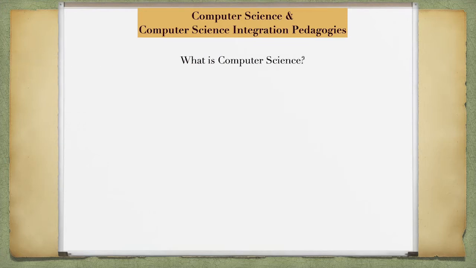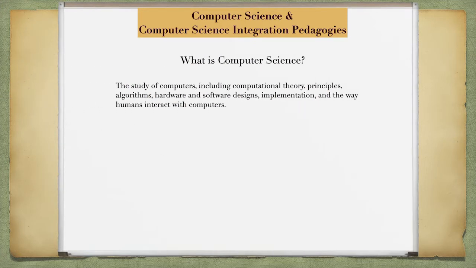What is computer science? The study of computers, including computational theory, principles, algorithms, hardware and software designs, implementation, and the way humans interact with computers. The most important aspect of computer science is problem solving. It is an essential skill for life.